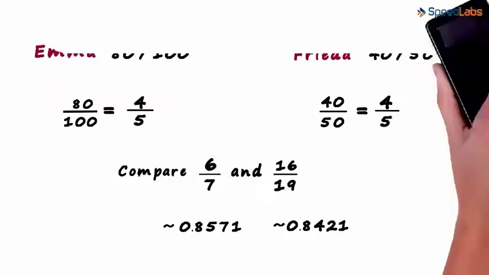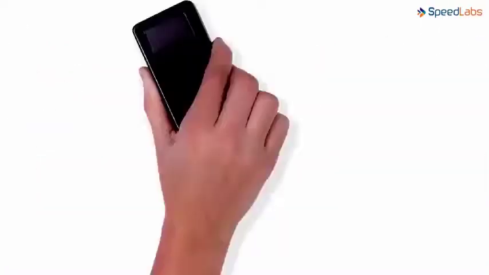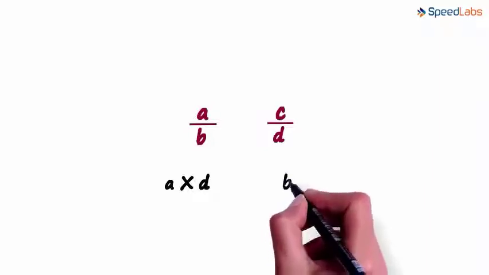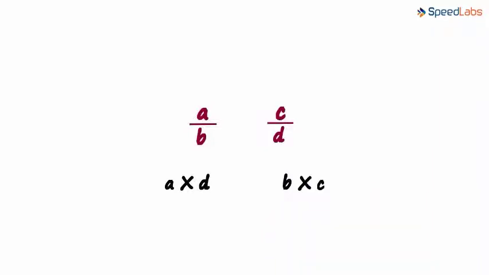Here, let's look at a simpler way to compare two ratios. Say we have two ratios A by B and C by D. We assume that the denominators B and D are positive integers. To compare them, we just need to look at two products. First, the product of A and D, and second, the product of B and C.